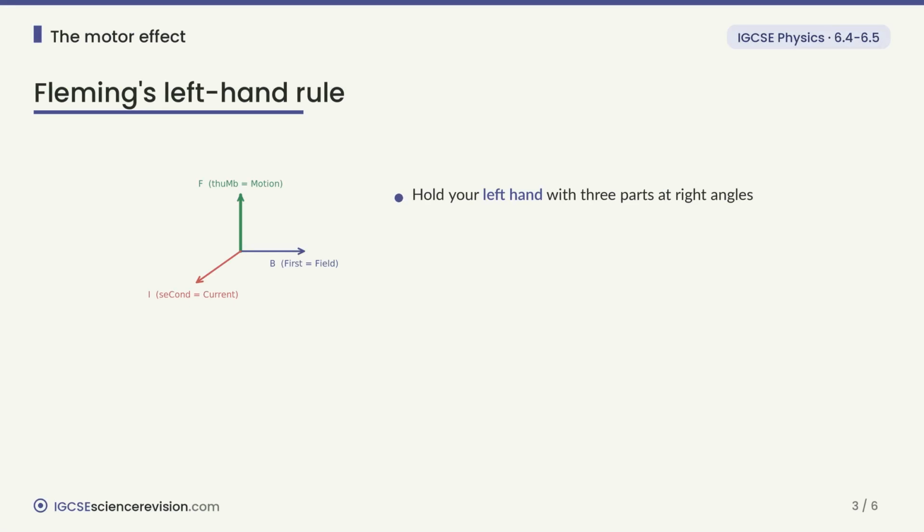To predict which way the wire moves, we use Fleming's left-hand rule. Hold out your left hand and set your thumb, first finger, and second finger all at right angles to each other. Your thumb points the way of the motion, that's the force. Your first finger points along the field, north to south, and your second finger points along the current. Line up the field and current, and your thumb shows the force.